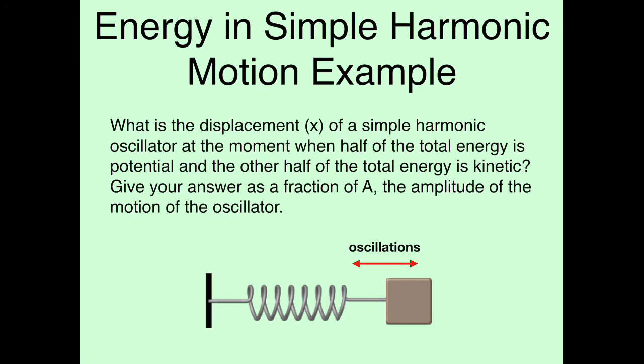Okay, so let's take a look at another example dealing with energy in simple harmonic motion. This says, what is the displacement x of a simple harmonic oscillator at the moment when half the total energy is potential and the other half of the total energy is kinetic? So in other words, there'll be some position, there's some value of x where half of the energy is in the form of potential energy and the other half is in the form of kinetic energy. So we're going to figure out what that value of x is, and we're going to give the answer as a fraction of A, the total amplitude of the motion. So let's take a look at how to work this out.